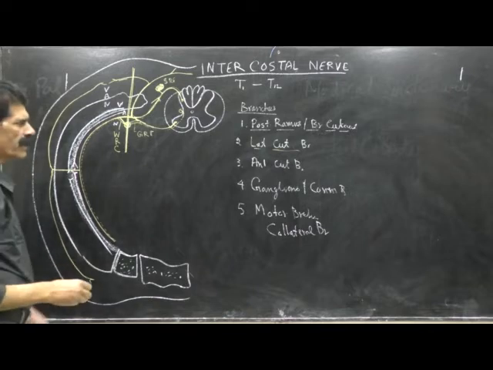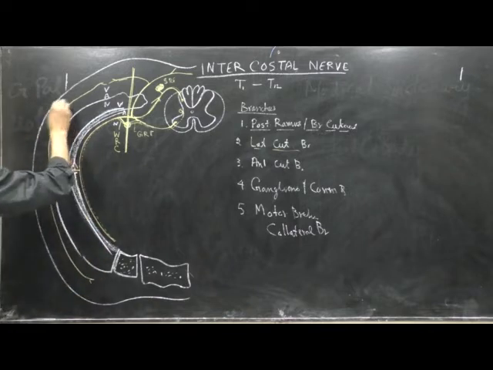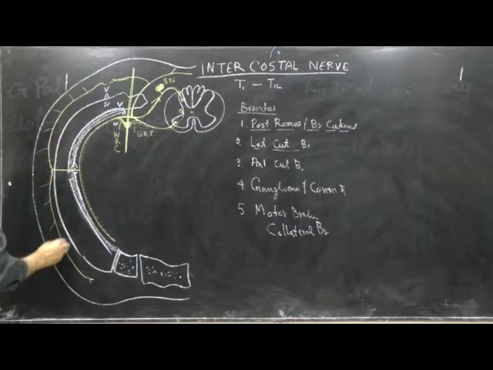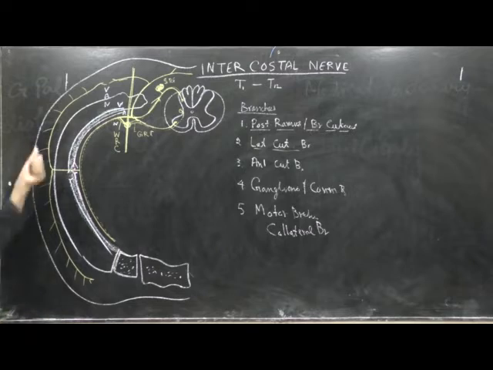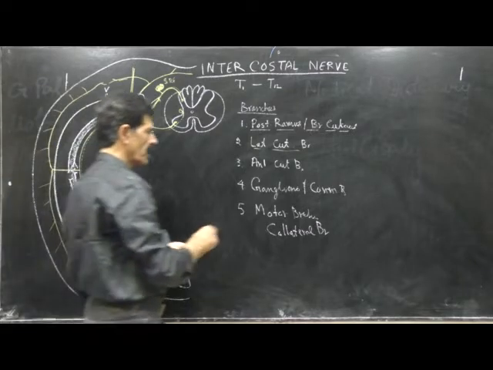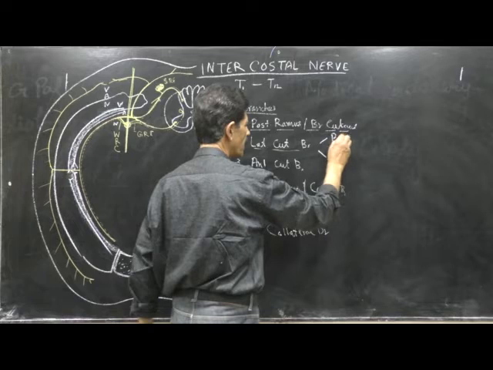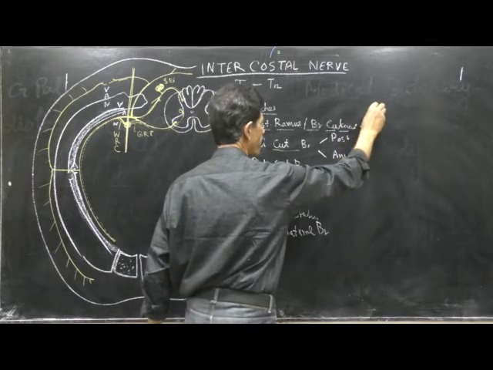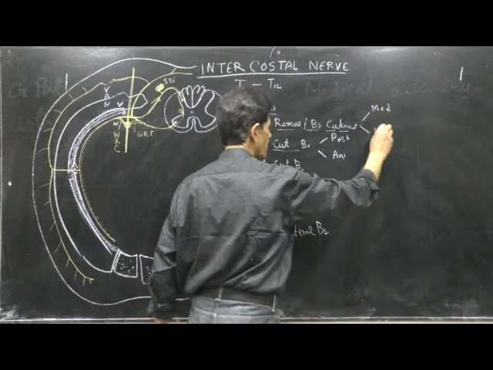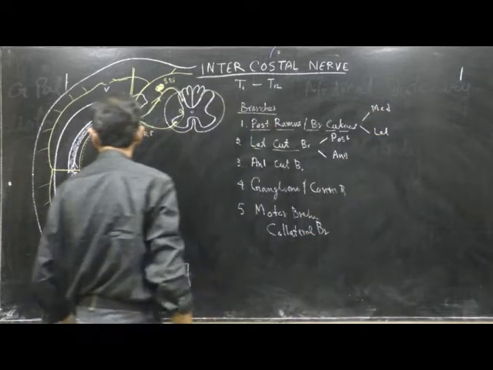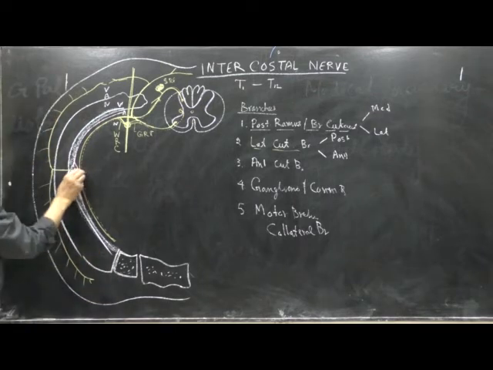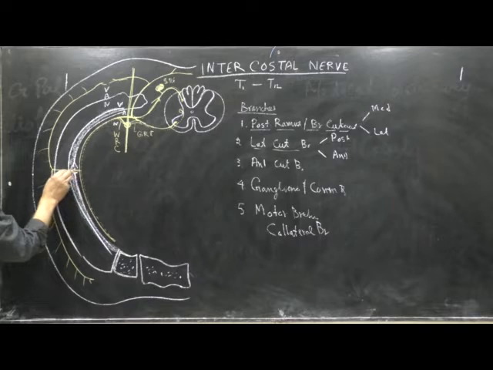So the lateral cutaneous branch supplies the skin. It has two branches, one posterior and one anterior. The dorsal branch has a medial and a lateral branch. And the postganglionic sympathetic fibers accompany the lateral cutaneous branch and reach the skin.